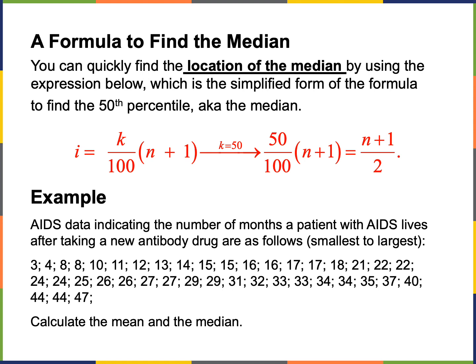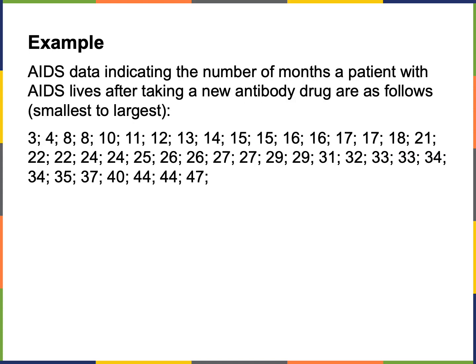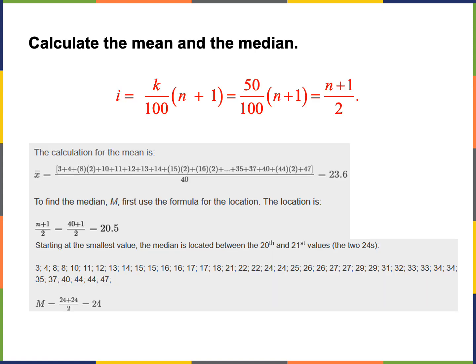Let's suppose we have all this data, and we want to calculate the mean and the median. So you have it here from smallest to largest. To find the mean, we add all these up and divide by the number of numbers. To find the median, we take the number of numbers, add 1, and divide by 2. So the calculation for the mean is here. In this case, we can multiply by each one's frequency, and then there are 40 numbers total, so you divide by 40 and get 23.6.